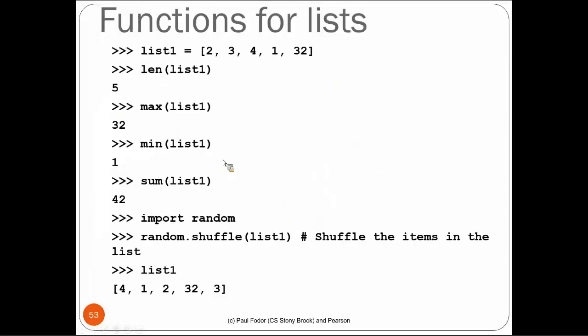There is also the length of the list, which returns the number of elements in the list. Maximum, like in the case of string, returns the maximum element in the list. Minimum returns the minimum element in the list. Sum returns the sum of the elements in the list if all the elements are numbers. Random.shuffle of a list shuffles the elements in the list into a different permutation.